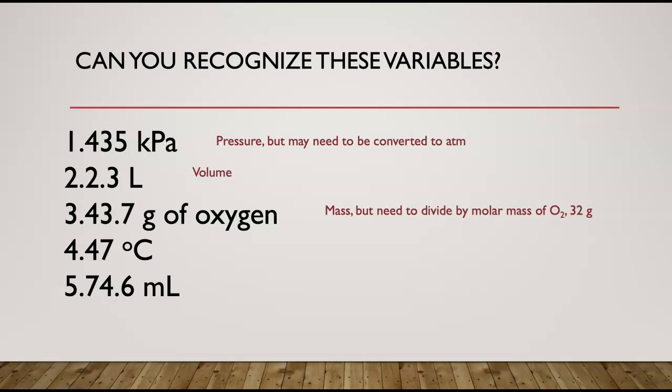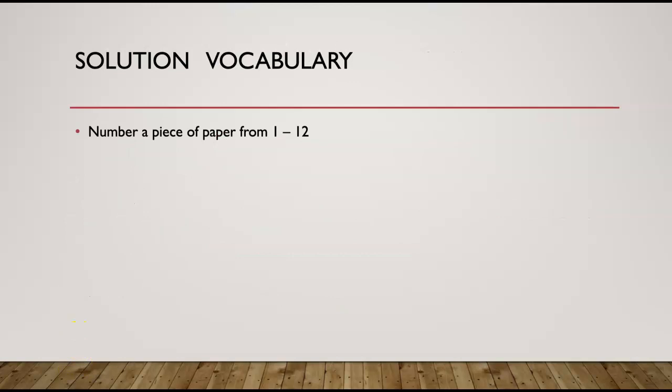How about 47 degrees Celsius? Hopefully you were thinking kelvins in temperature, just add 273. And our 74.6 milliliters, hopefully you were thinking volume. But again, you're going to need to convert that to liters, so that'd be 0.0746 liters.